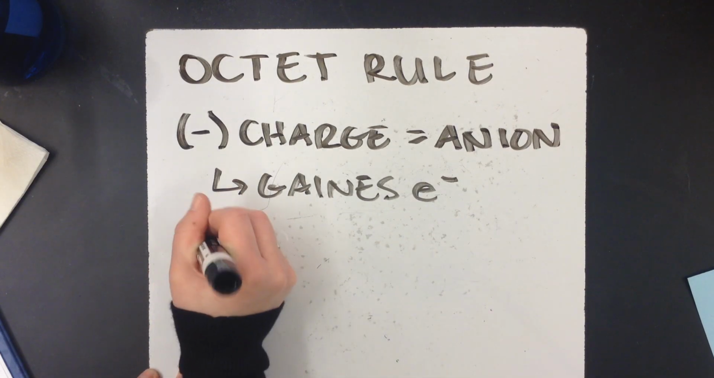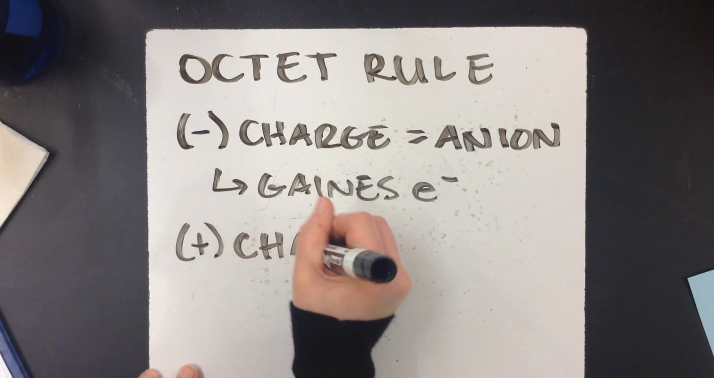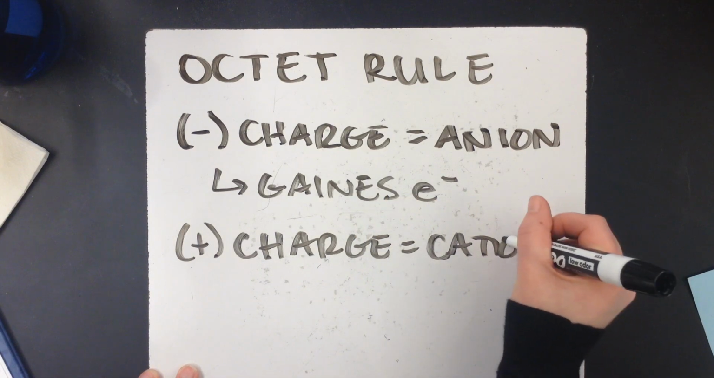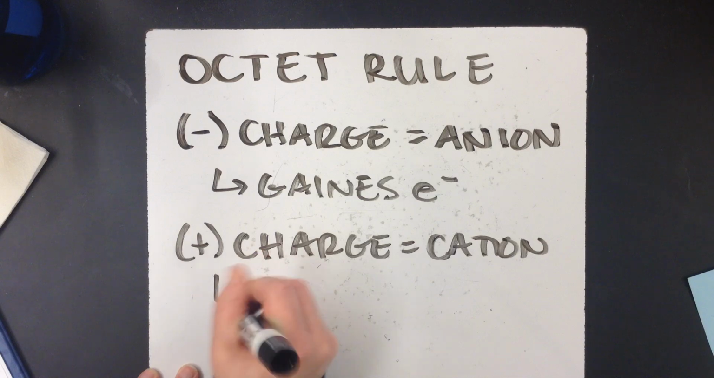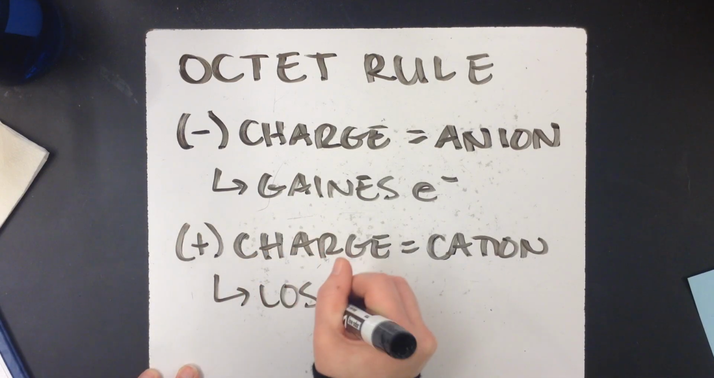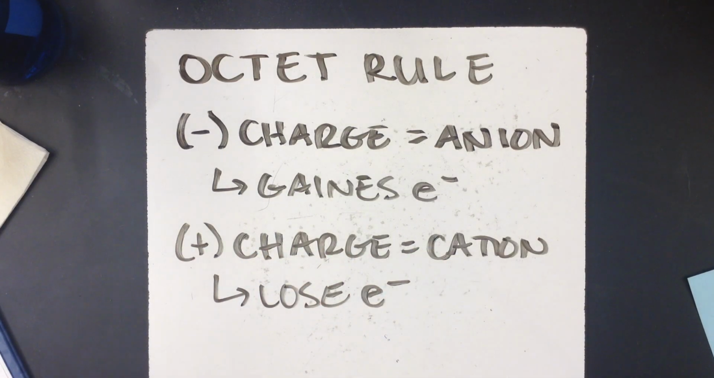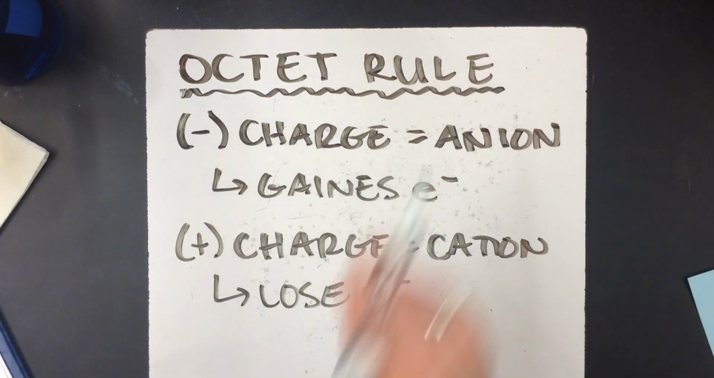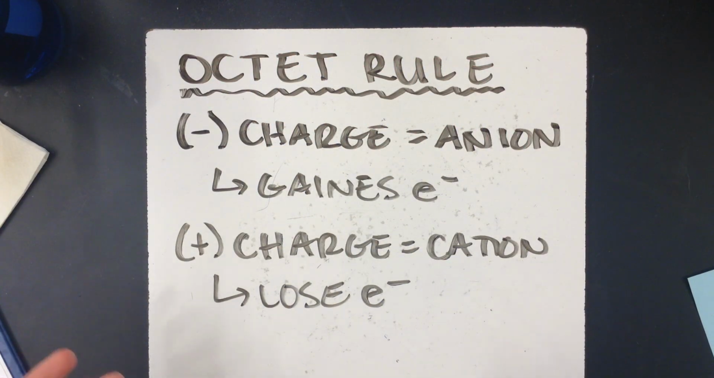And if something has a positive charge, that's called a cation. And things become positively charged by losing electrons. Now, there's a rule that goes with gaining and losing electrons. Elements just don't gain and lose however many electrons they feel like. They like to have something that follows the Octet Rule. And that means elements like to have 8 valence electrons.